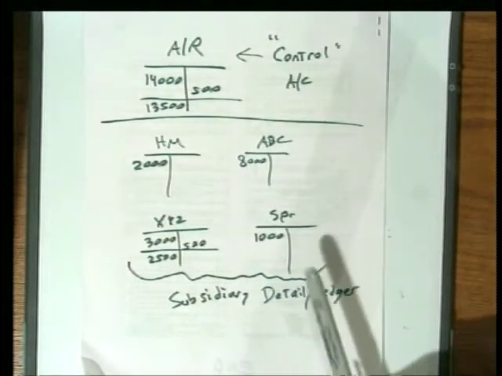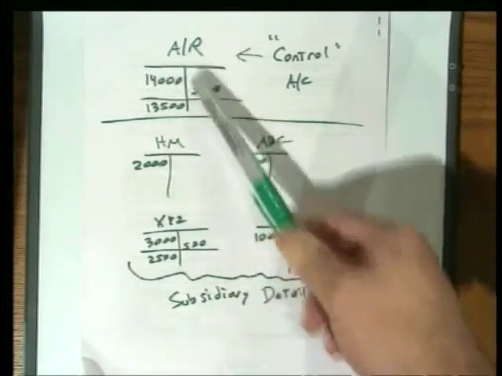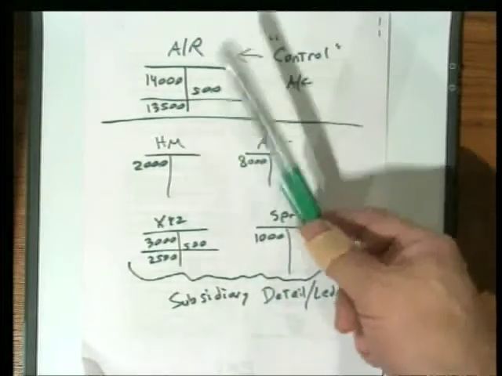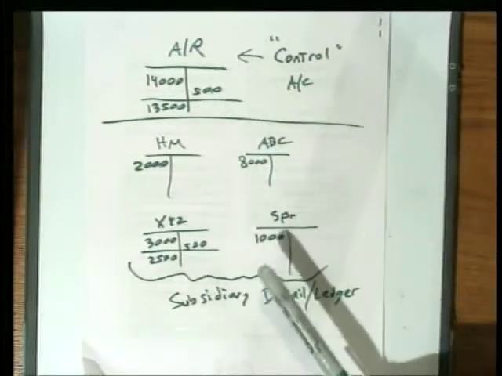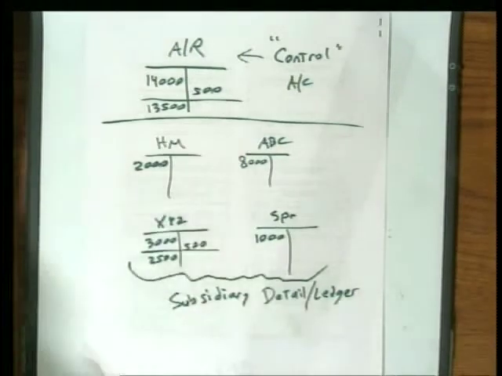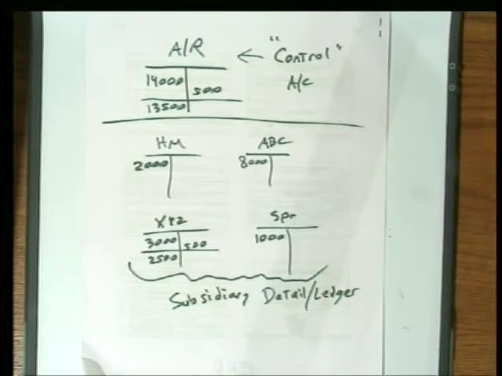But do you see how if you did not post that $500 credit to both places, the control would not equal the sum of the subsidiary? Do you see that? So every time you debit or credit AR, you've got to take it to the control account, and you also have to take it to the subsidiary detail and ledger. And accounts payable we'll find is going to be the same way.